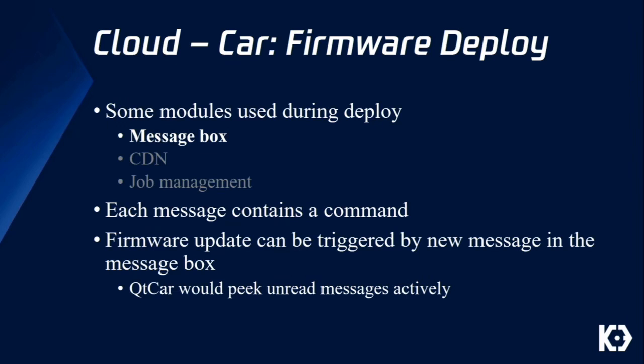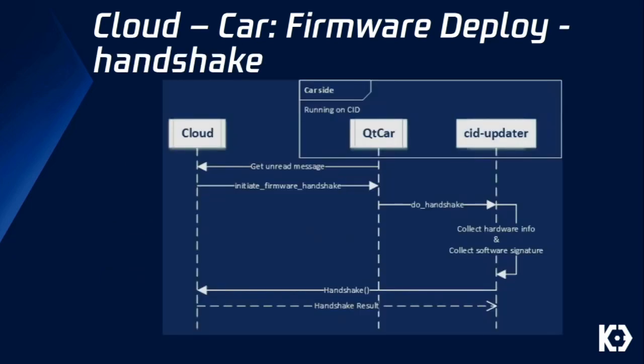So if you want to update a car, the server should put a special message into this car's message box. And let's say maybe you have talked about it. It's a Qt car. The Qt car is a process running on CID of the customer's car, and this process will pick unread messages actively. So here is the first step, which we call handshake.